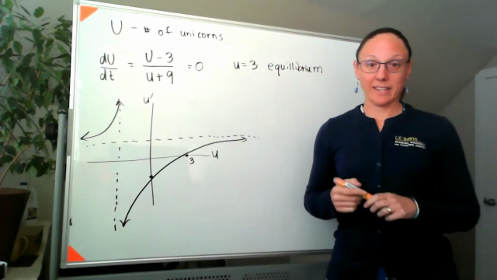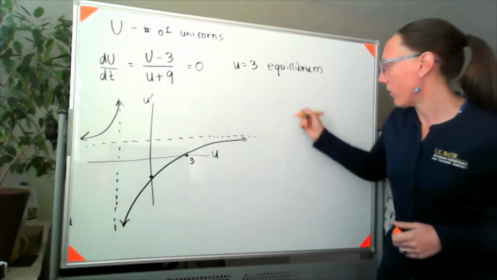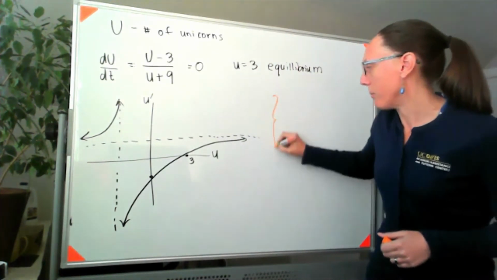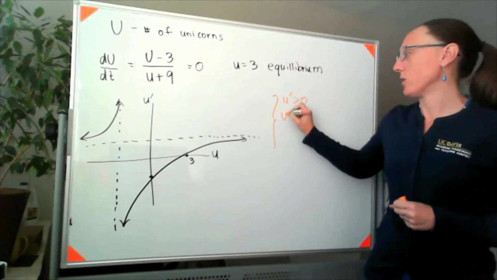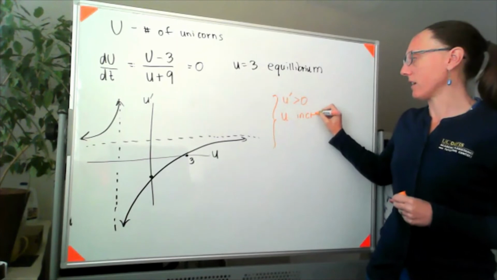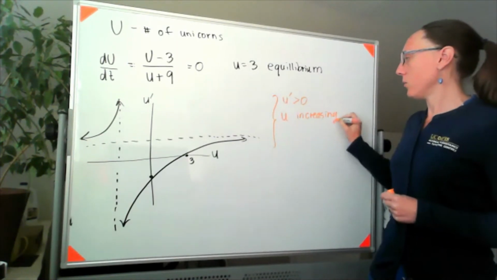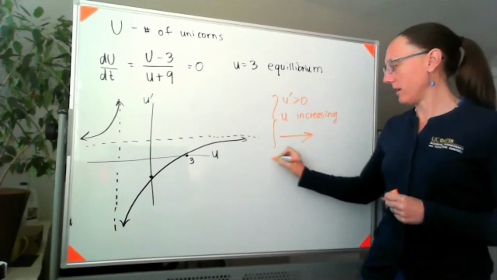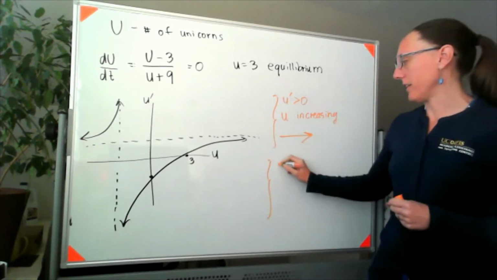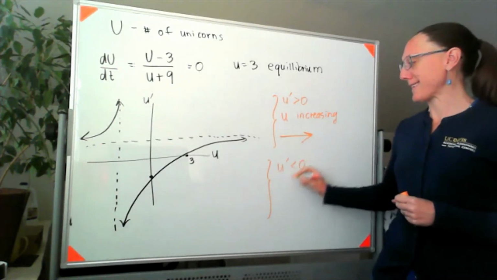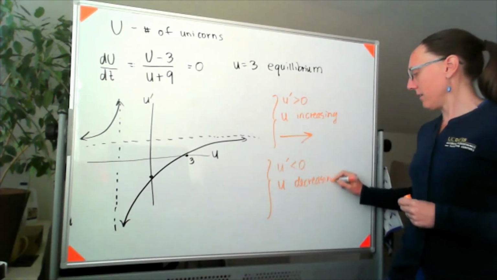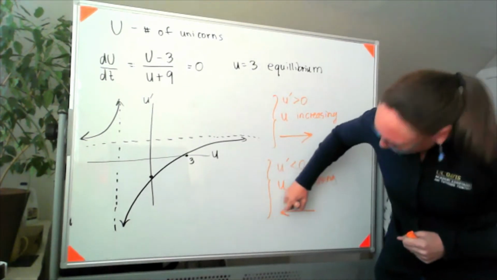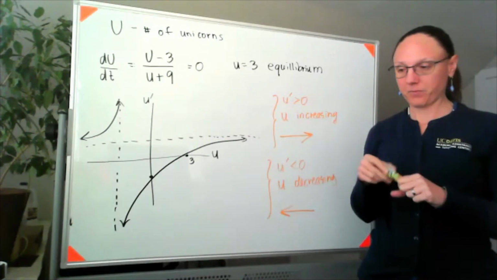Now comes the calculus-y part. So everywhere up here above the axis, u prime is greater than 0, which means u is increasing, which means we move to the right. And everywhere down here, u prime is less than 0, which means u is decreasing, and we move to the left.